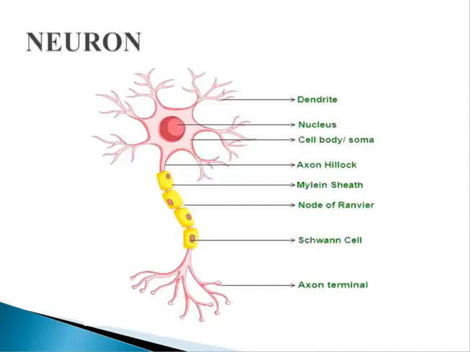This is the picture depicting the neuron. So this is the dendrite, and this is the nucleus, and this is called the cell body, and this is the axon hillock, and this is the myelin sheath, and the gap in between, we call it the node of Ranvier, and this is the Schwann cell, and this is the axon terminal.